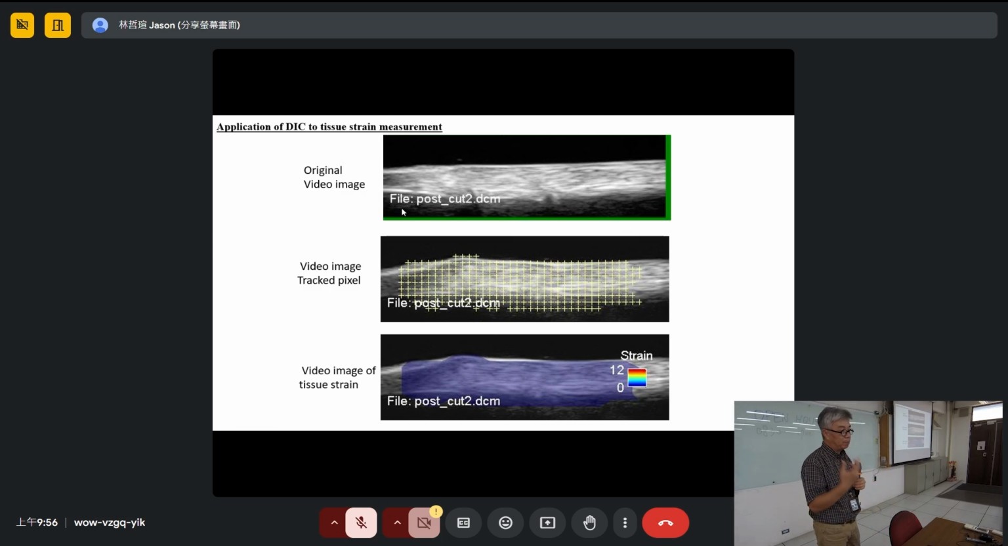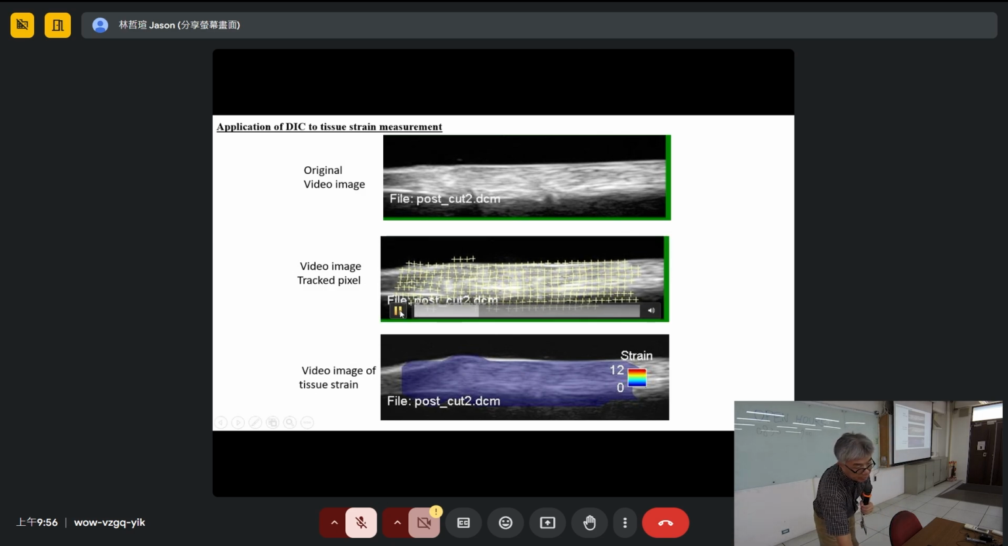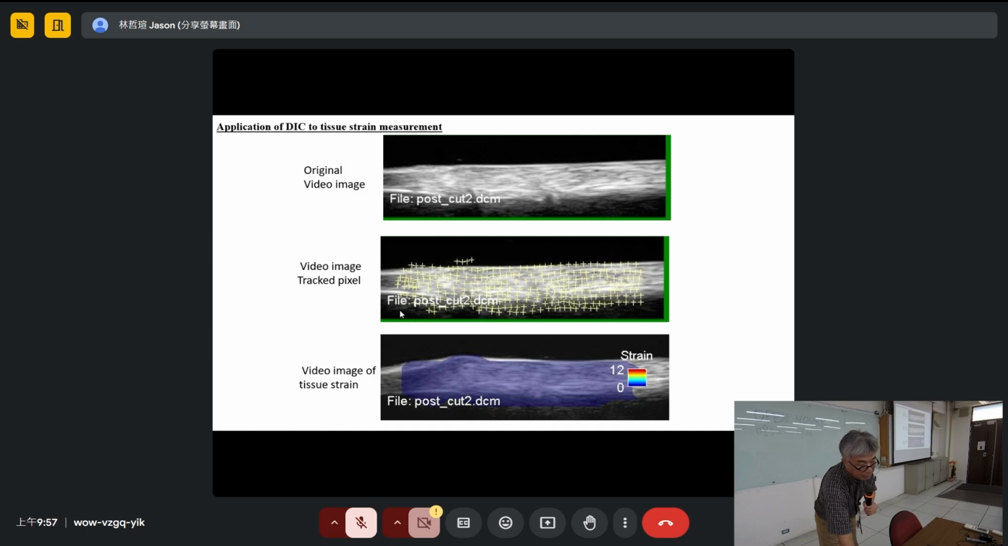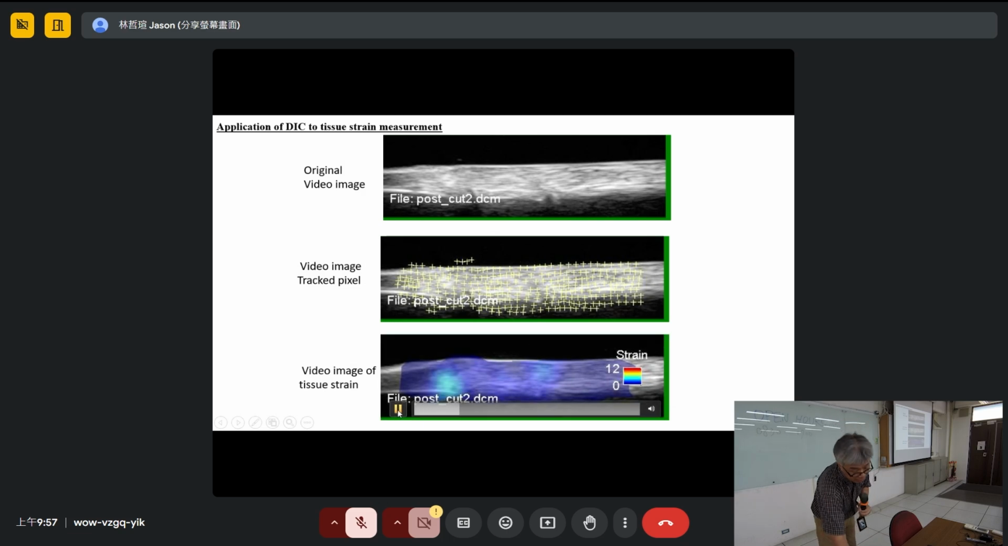Again, as I said, the good part of DIC is it can track the displacement and strain, right? At the end, I would like to see the strain distribution. Then this is the second image. It jumps around. Then, with the help of smoothing this and that, at the end you can show the strain in the horizontal direction.